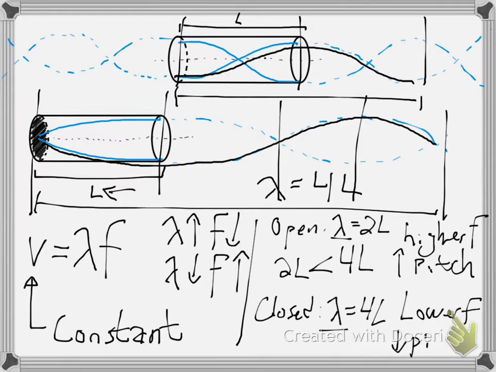So to sum everything up, when you blow across an open straw, you will hear a higher pitch. And when you cap the bottom end of that straw and continue to blow across the top, you will hear a lower pitch. And that's essentially what you're going to do in the lab the next time we meet.